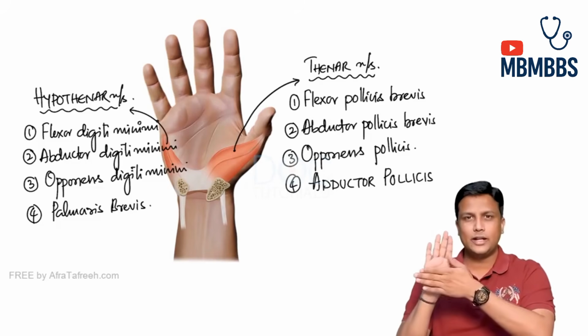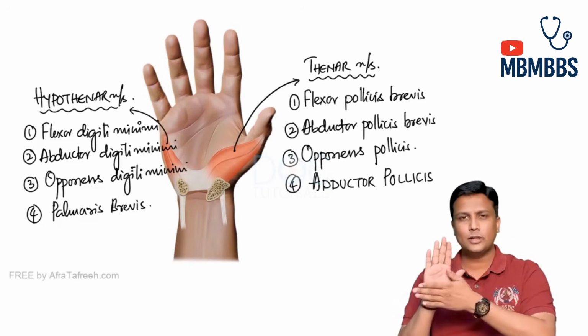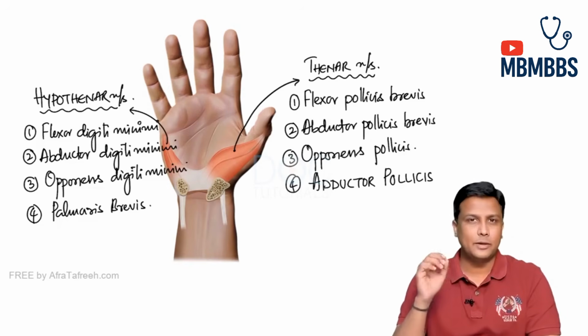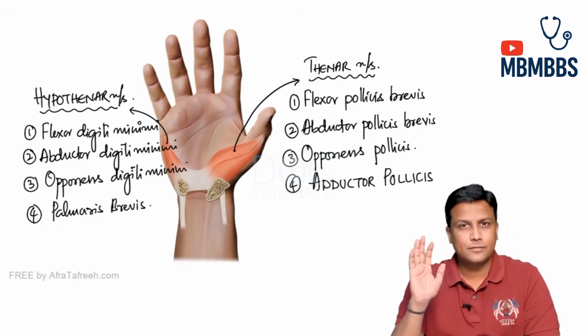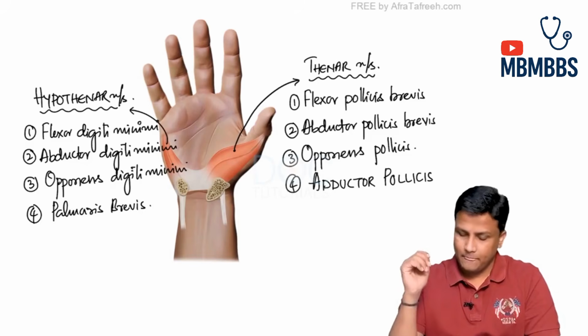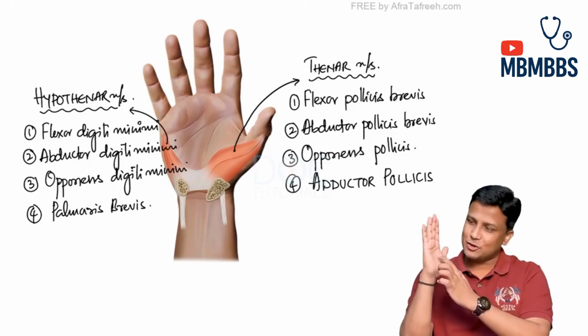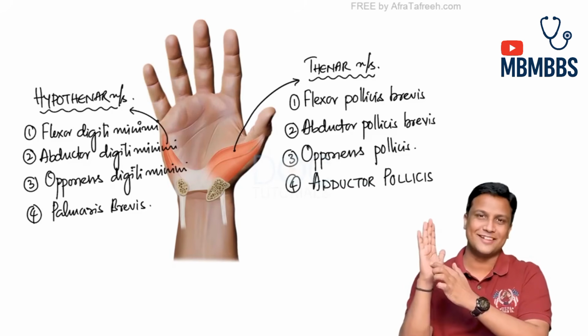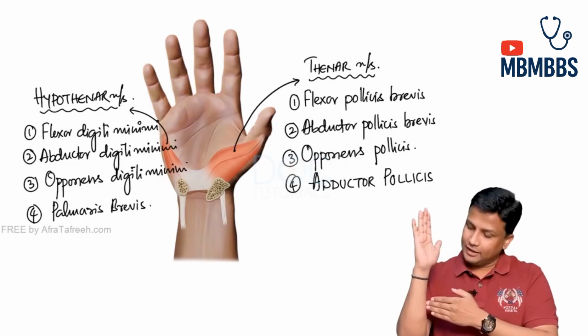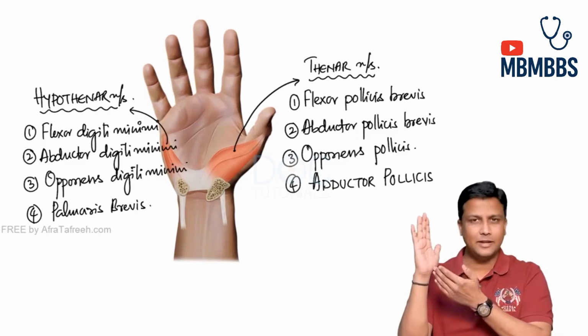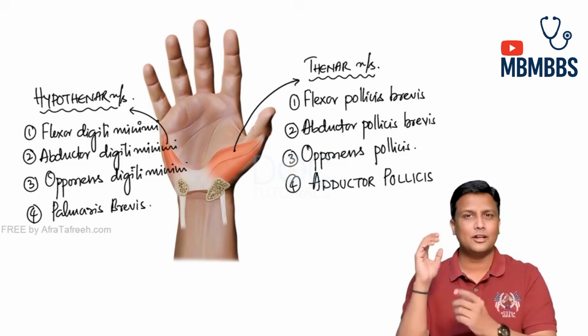I told you all the 20 muscles of the hand that we are learning here, they are all supplied by the ulnar nerve and the median nerve only. Now the ulnar nerve is the one which is coming from the medial side here. It makes sense. It should supply all your hypothenar muscles. And the median nerve is coming from the lateral side, and it makes sense. It will be supplying your thenar group of muscles.